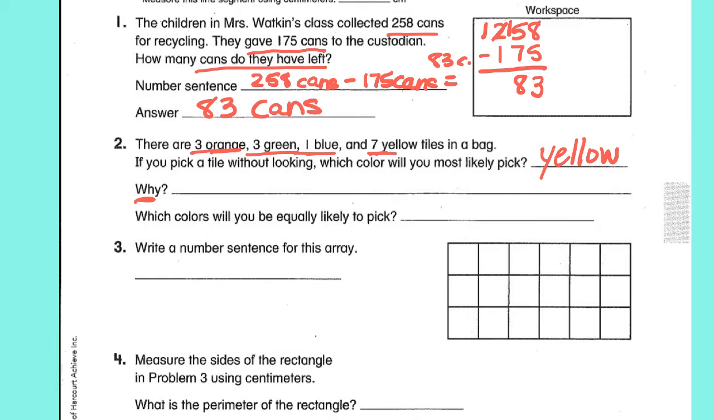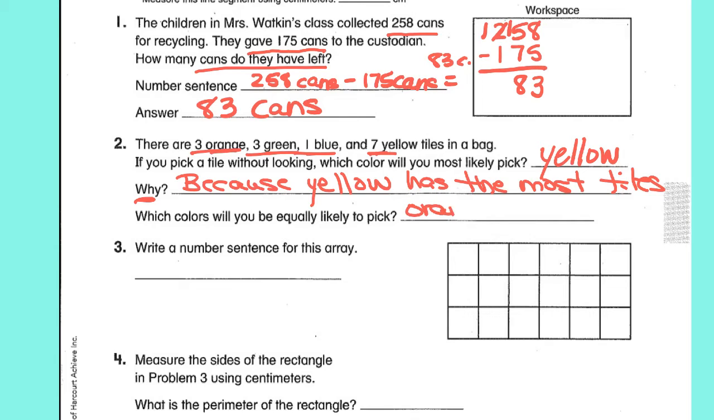And I guess the answer why is because yellow has the most tiles. Which colors will you be equally likely to pick? Okay, orange and green, because they have the same amounts.